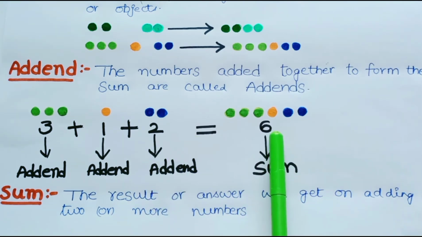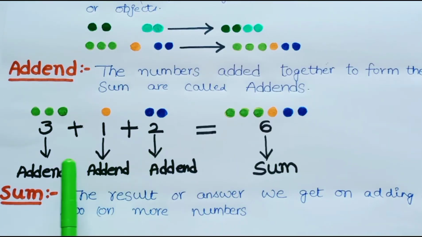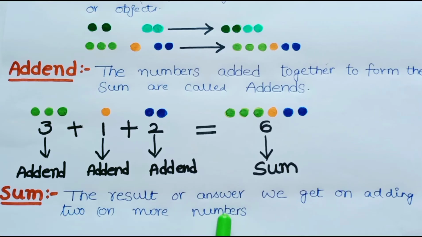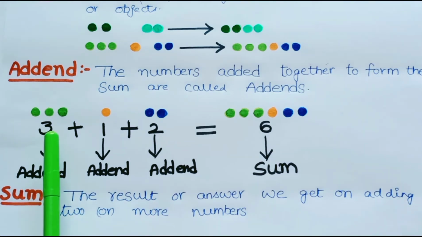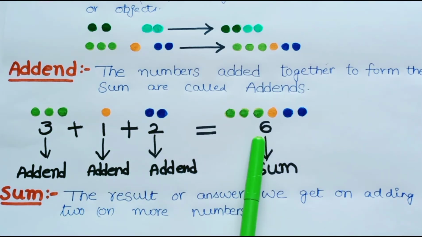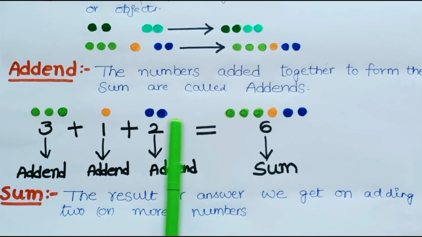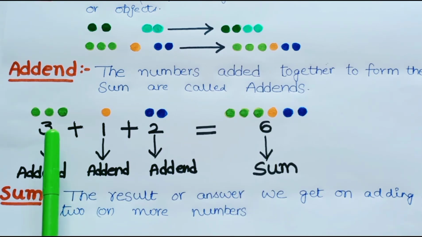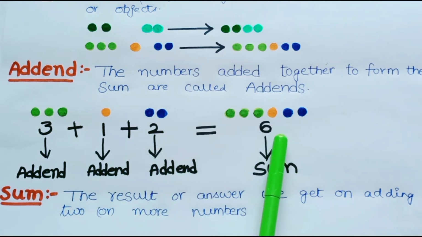In this addition equation, 6 is the sum. So sum is the result of the addends. The result or answer we get on adding 2 or more numbers is called sum. So if we add 3, 1 and 2, we get how much? It is 6. So the addition of the numbers 3, 1 and 2 gives 6. So this is the sum.